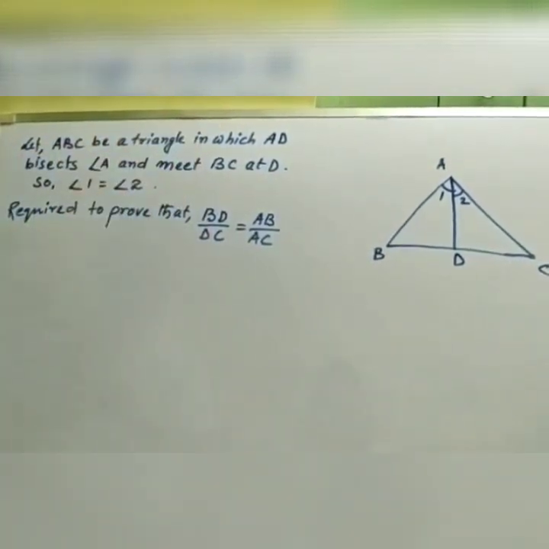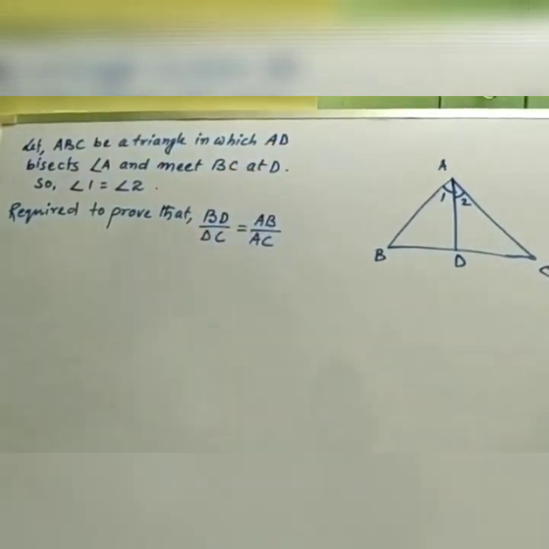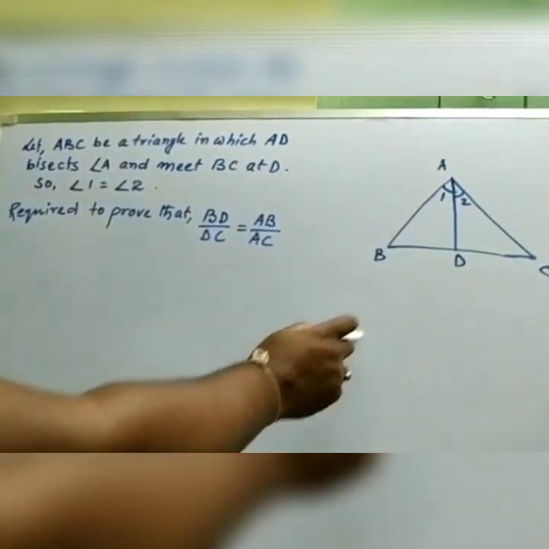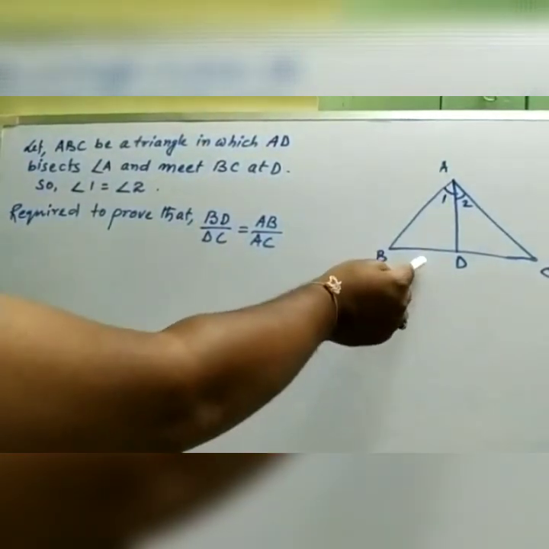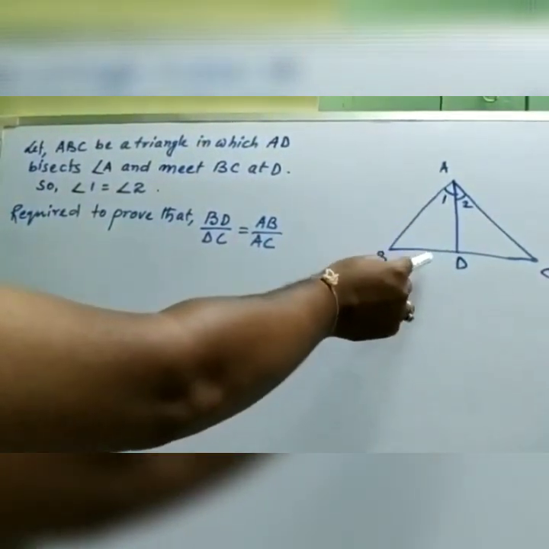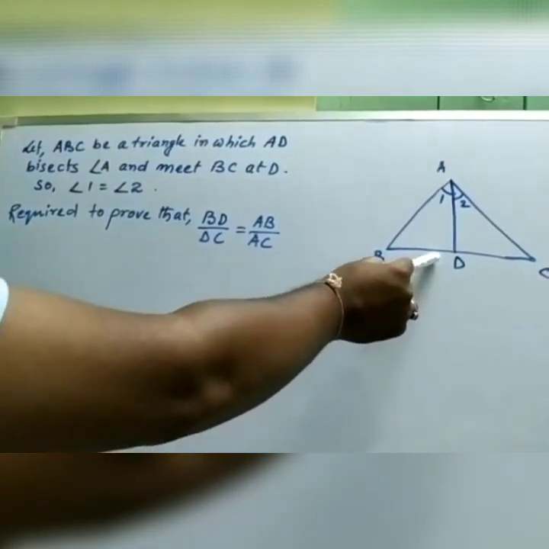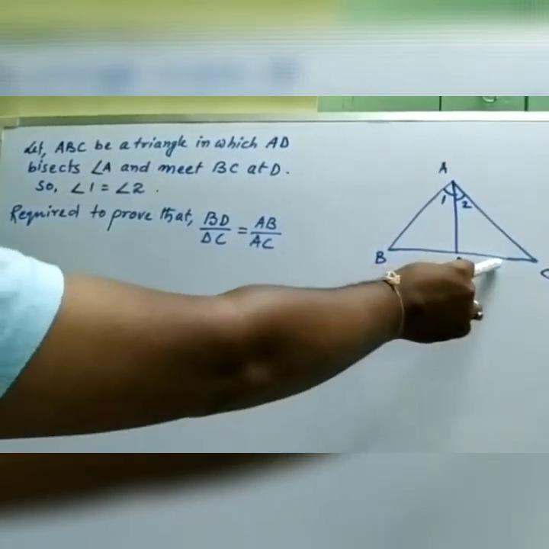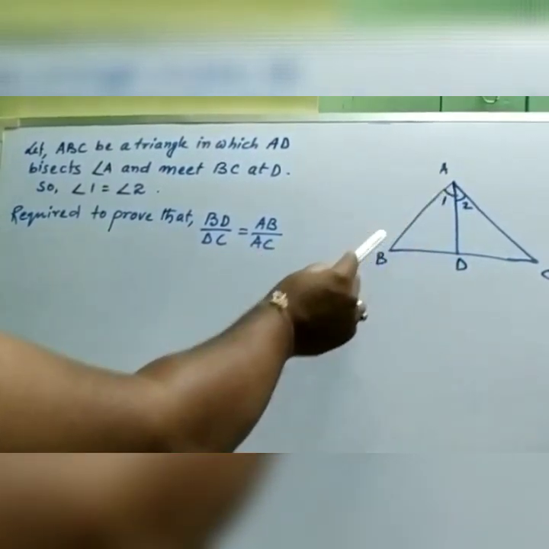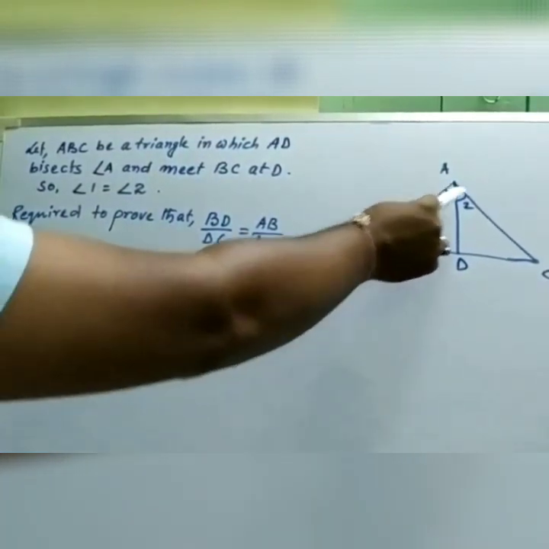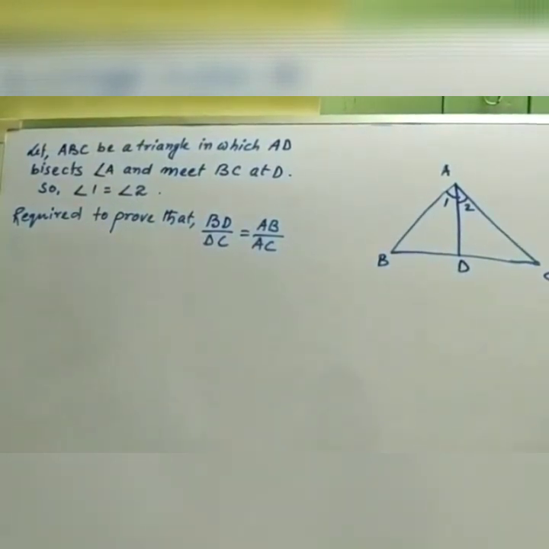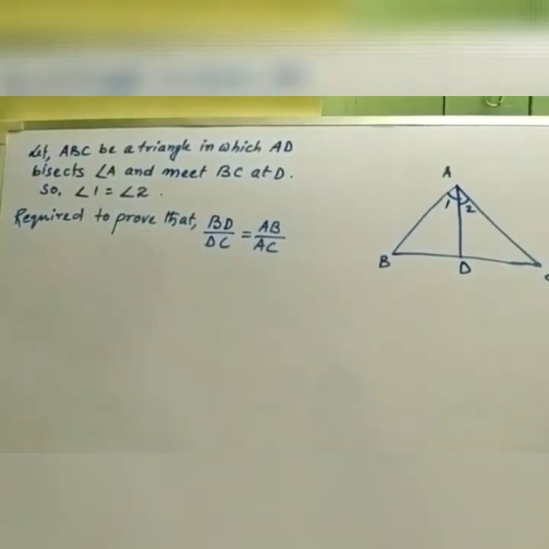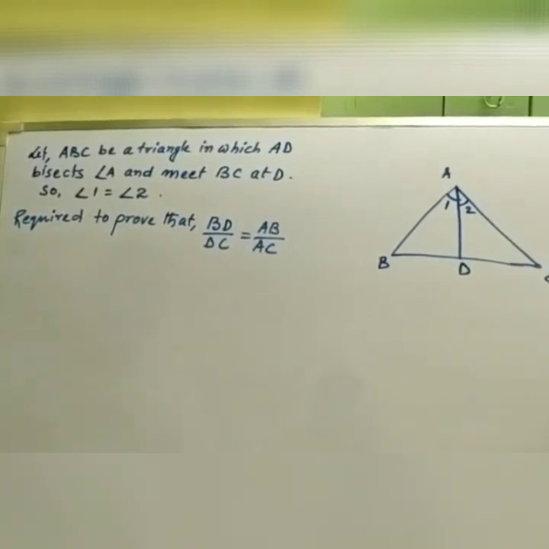ABC is a triangle in which AD bisects angle A and meets BC at D. So both angle 1 and 2 are equal, and we are required to prove that the ratio of the sides divided by the bisector, that is BD by DC, is equal to the ratio of the sides containing the angle, that is AB and AC. So BD by DC equals AB by AC you need to prove. Okay, so let's go for the proof, and before proving we need one construction here.